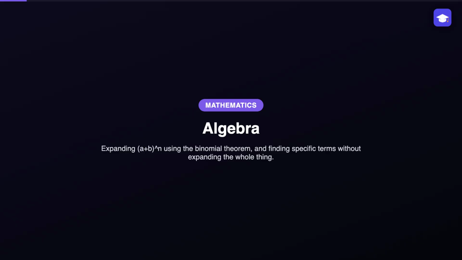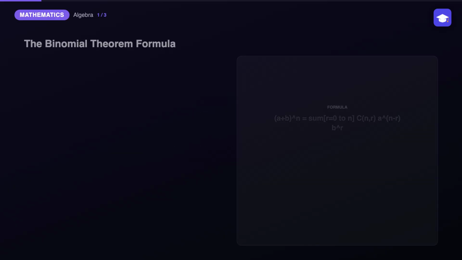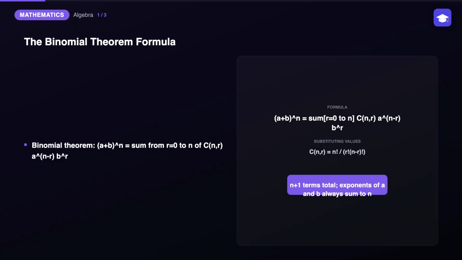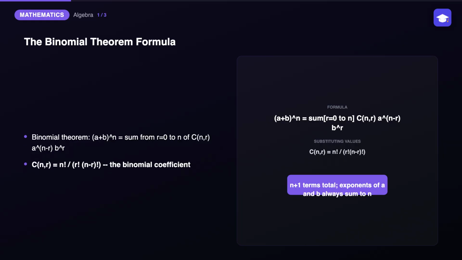Today's topic is the binomial theorem for a positive integral index, the formula behind expanding any power of a binomial expression. Let's begin. The binomial theorem states that (a + b)^n, for any positive integer n, expands as the sum from r equals 0 to r equals n of n choose r times a to the power n minus r times b to the power r, where n choose r is the binomial coefficient n factorial divided by r factorial times (n minus r) factorial.